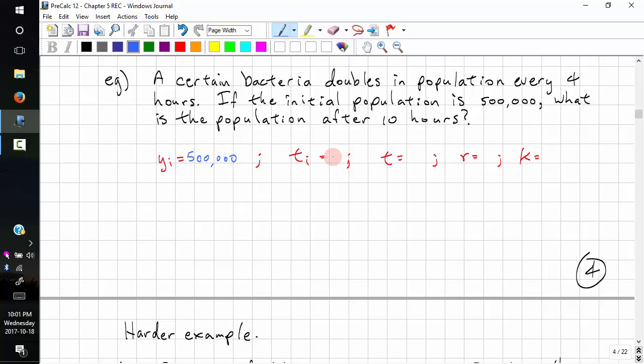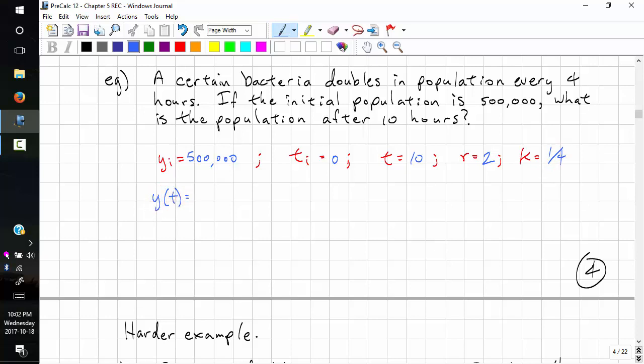Ti is 0. Okay, the initial population is... So that's telling us the initial time is 0. And we want to evaluate this at t equals 10. And we're talking about double. Double means 2, and k is every 4 hours. So we take the reciprocal. We have 1 over 4. And we write our equation out.